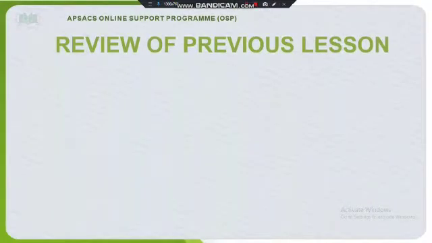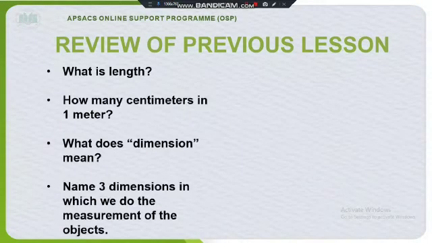First of all, we will do the review of the previous lesson, whatever we have learned in the previous lesson. What is length? The first question. Then the second question: how many centimeters in 1 meter? Then the third question: what does dimension mean? Then name 3 dimensions in which we measure objects.